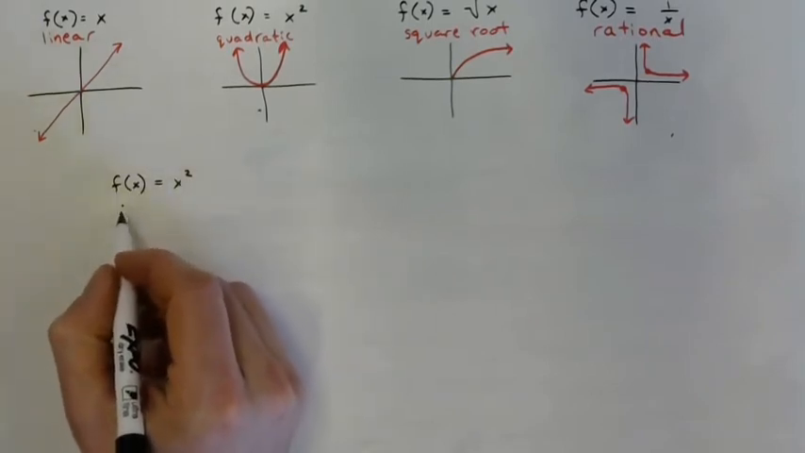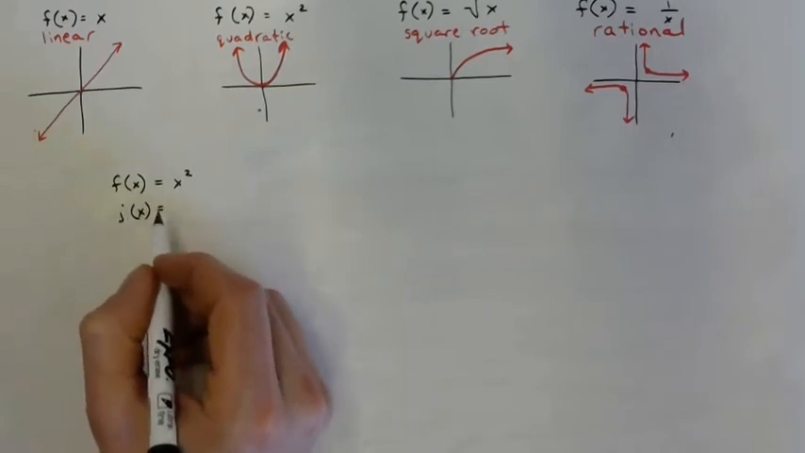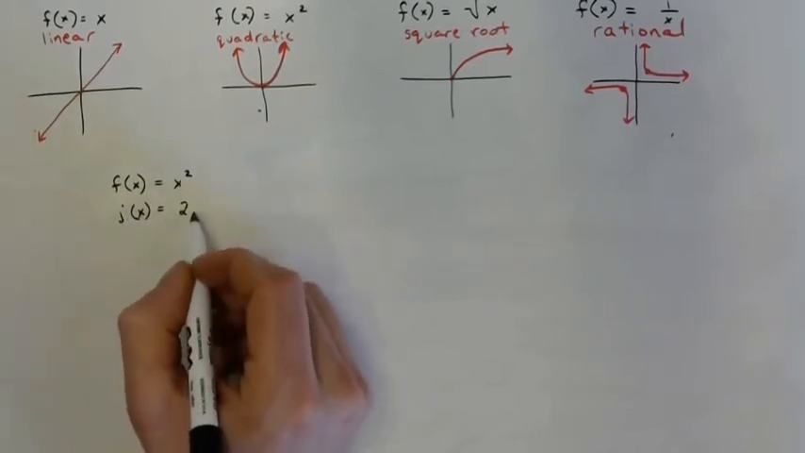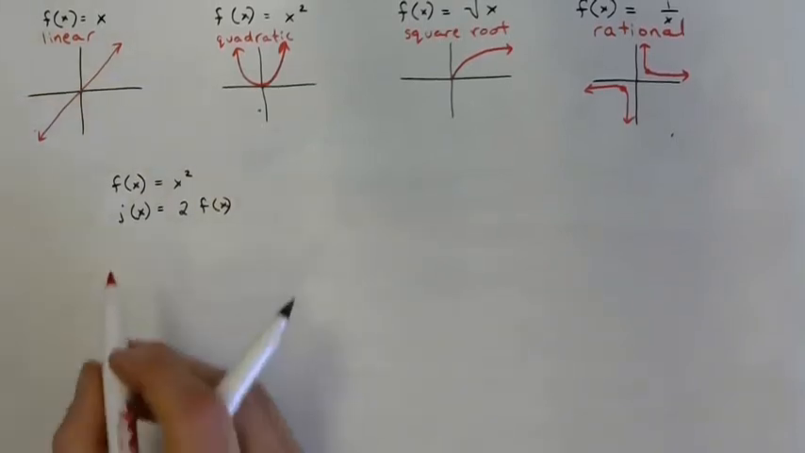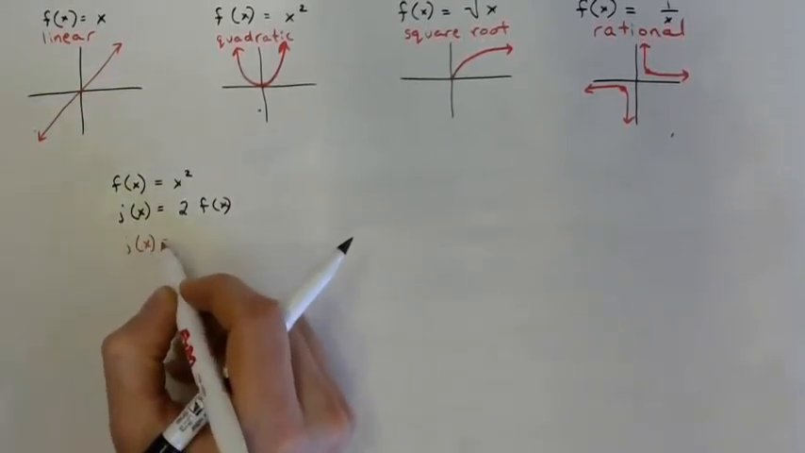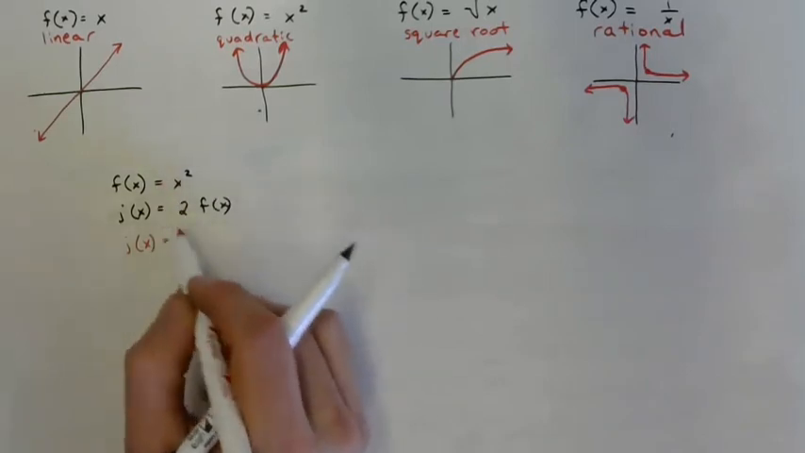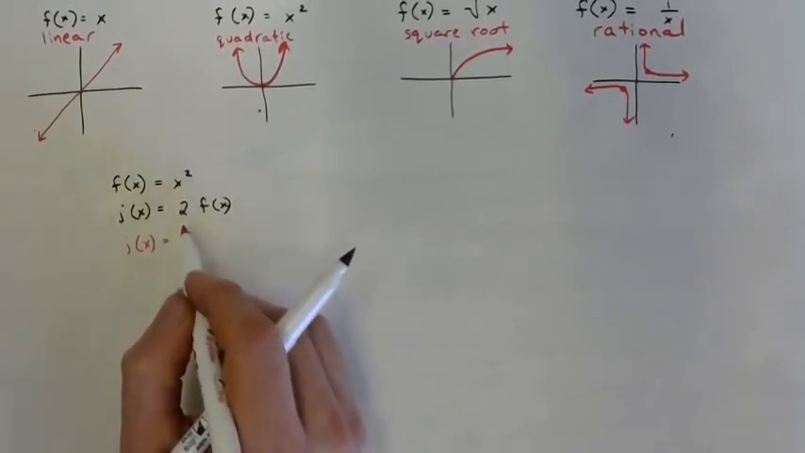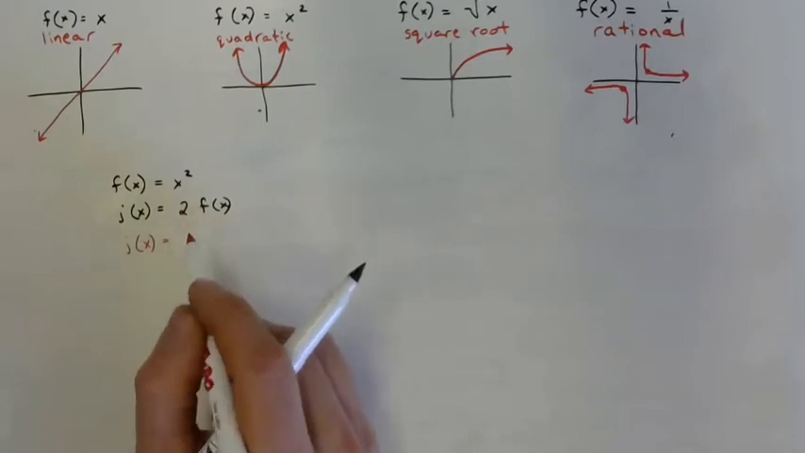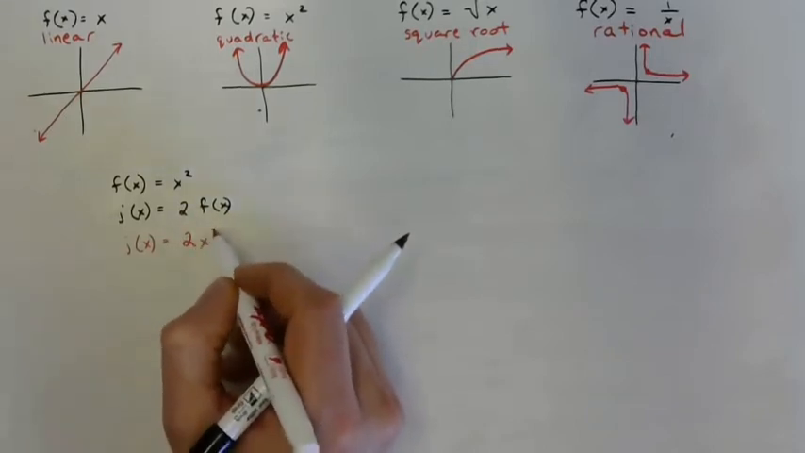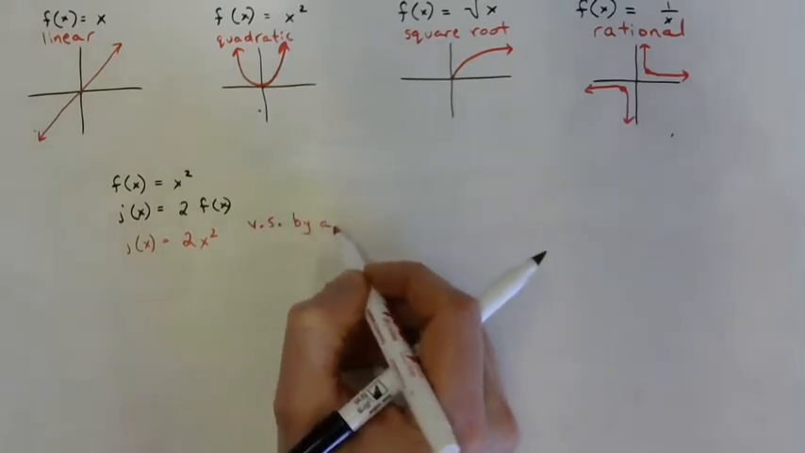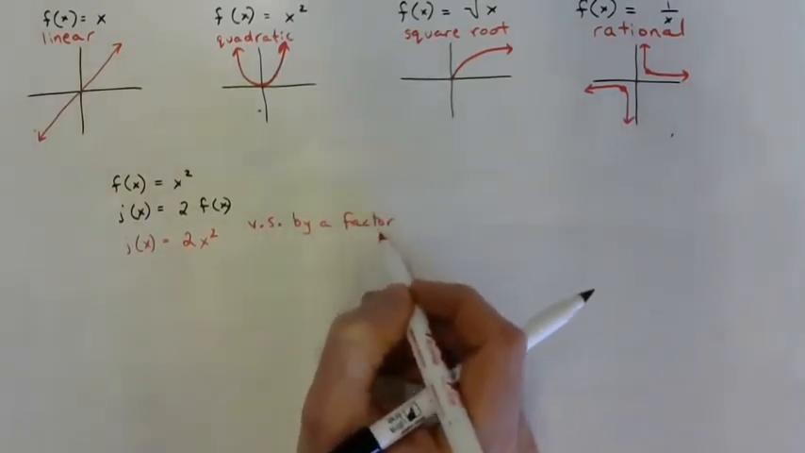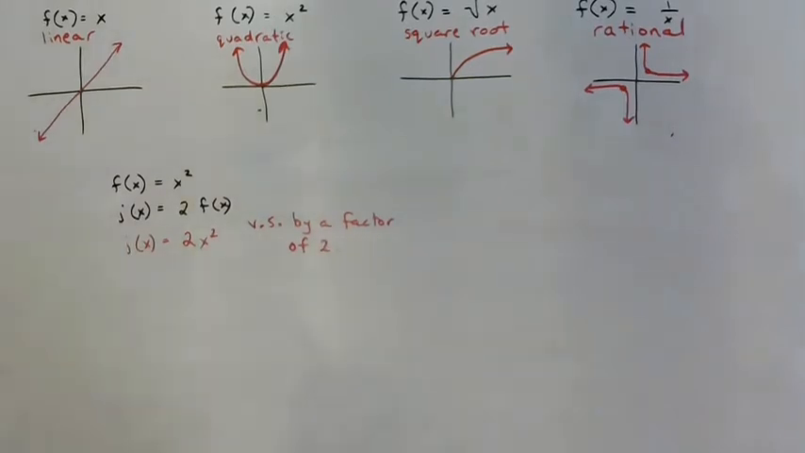Okay, we've got j of x. J of x equals 2 times f of x. So all we do is we get j of x. By the way, what kind of transformation is this? Vertical stretch by a factor of 2. So we have 2x squared. This is a vertical stretch by a factor of 2. Well, we always have to say vertical stretch by.